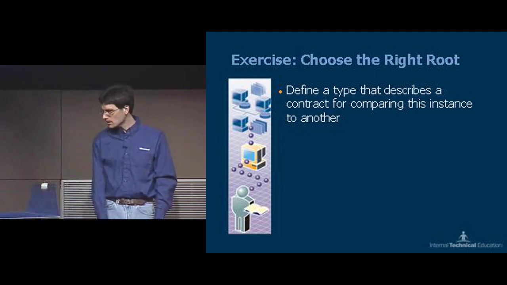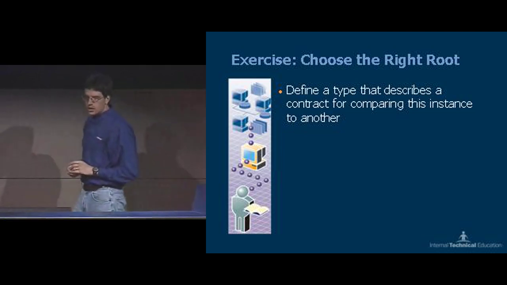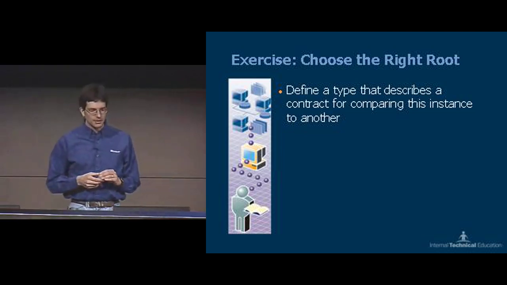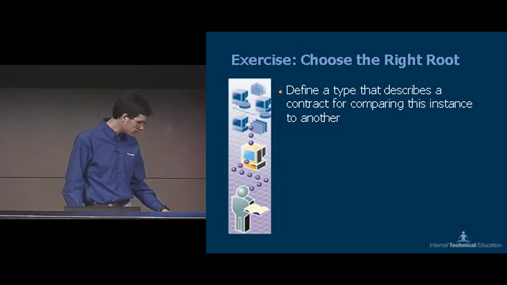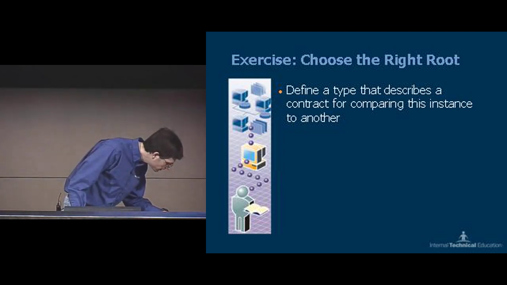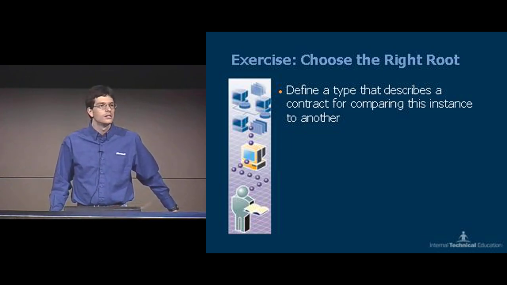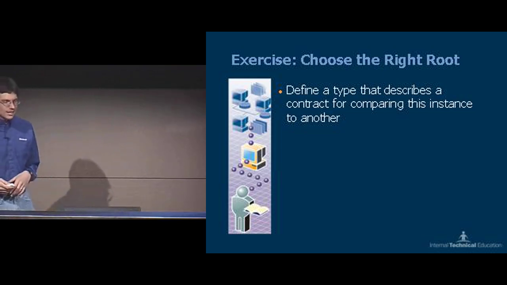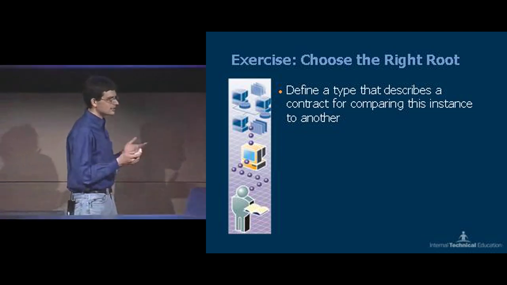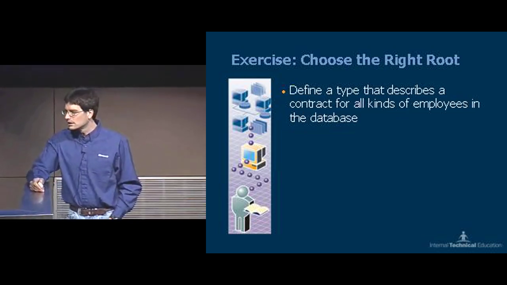Okay. So choosing the right route. Let's try working through these together as well. So define a type that describes the contract for comparing this instance to another. What's a good answer? What's a good way to do this? Anyone? IComparable? Yeah. Okay, fine. You're picking on my creativity. But a couple of keys here is it's a contract. It's a simple contract. You should use interfaces for that. That's a good call there.